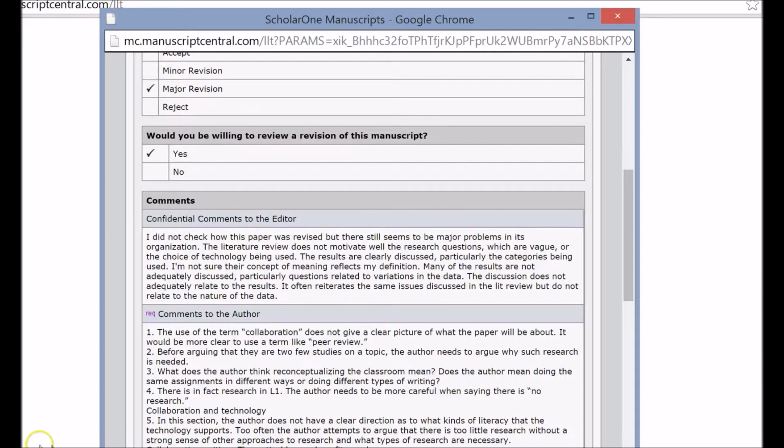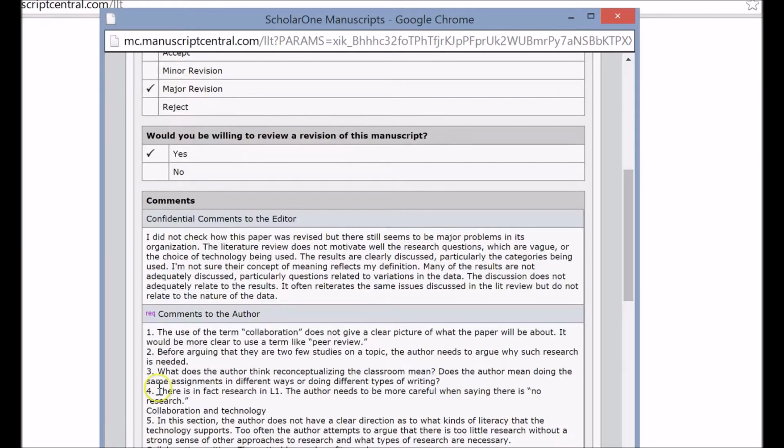So in the editor comments, I assume this might have been the second revision. I didn't check to see how the paper was revised, but I still thought the paper had many problems. I didn't like the literature review. I didn't like the results. I'm not sure of the meaning of their definition. So I'm really not very happy with anything about the paper. I don't know how much results.